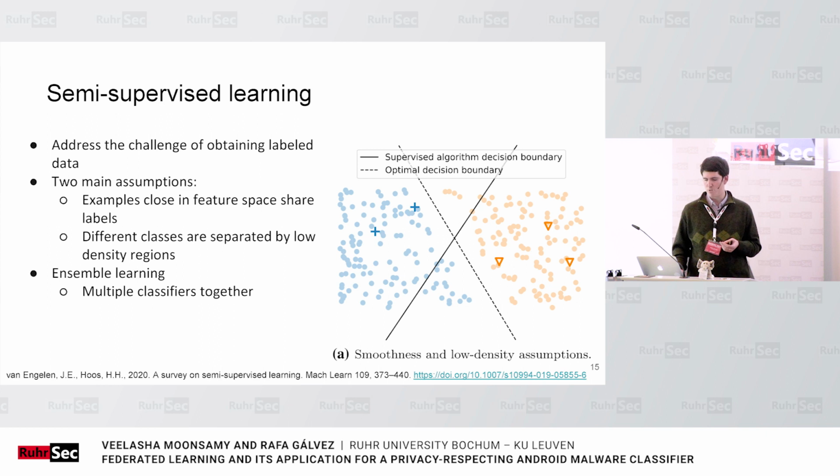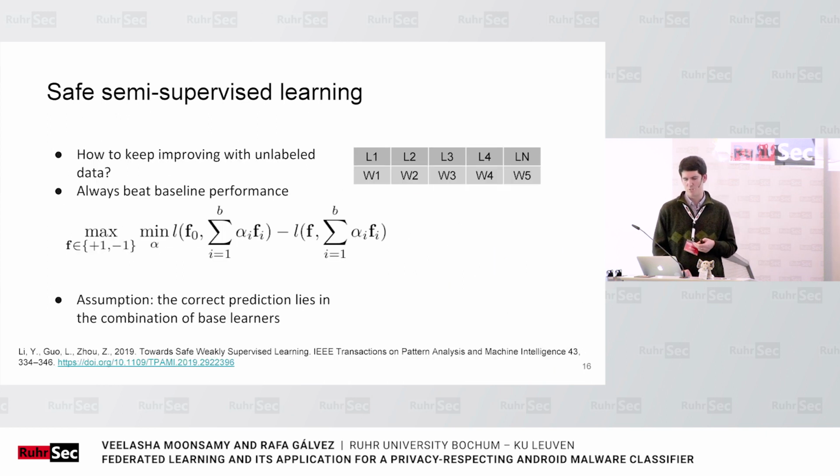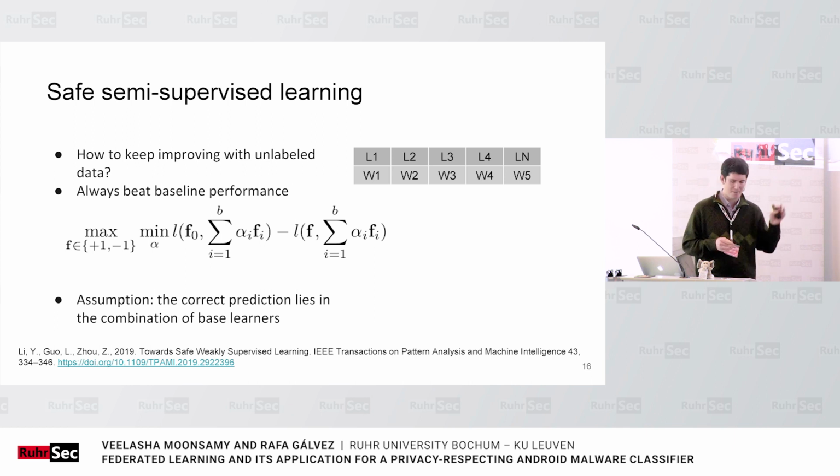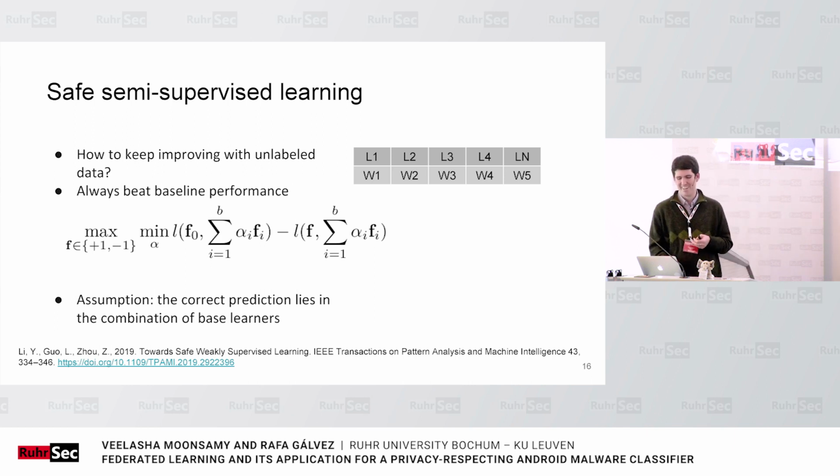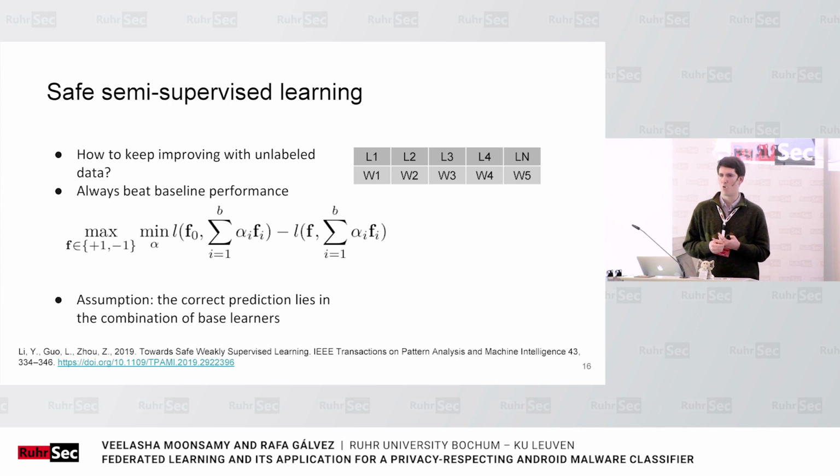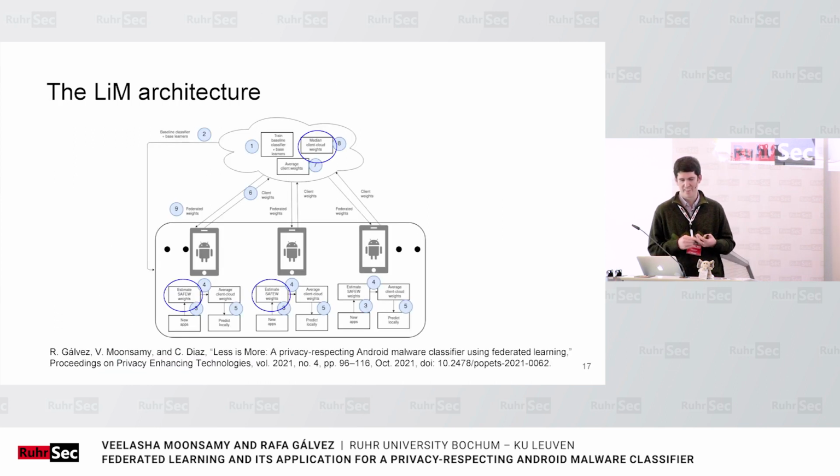There is a branch of semi-supervised learning called safe semi-supervised learning that exactly tackles that problem and uses fancy math that I will not go into here. Assuming that the correct prediction is somewhere in this ensemble of classifiers, you can still get an improvement over a baseline classifier. So this is exactly what we use in LIM.